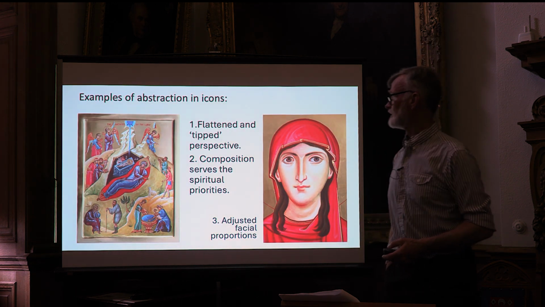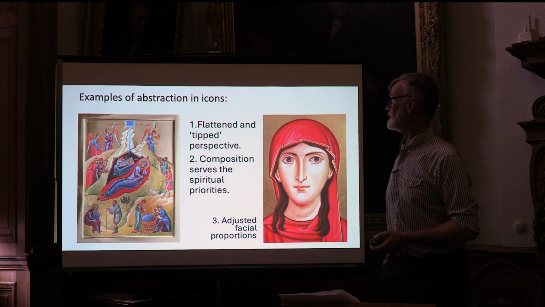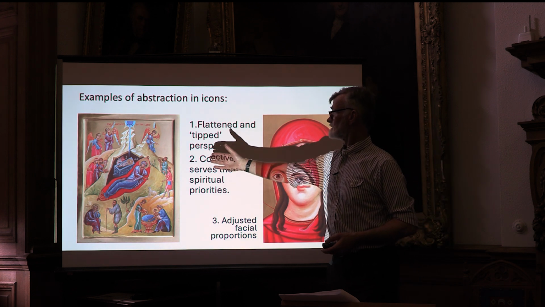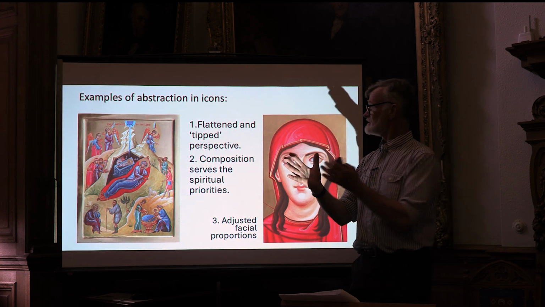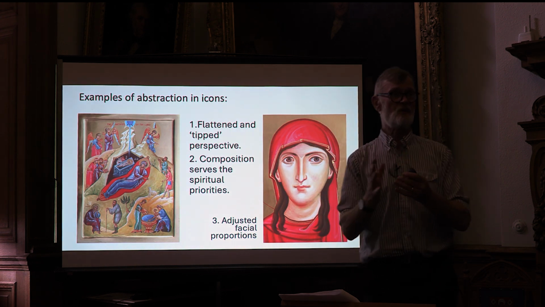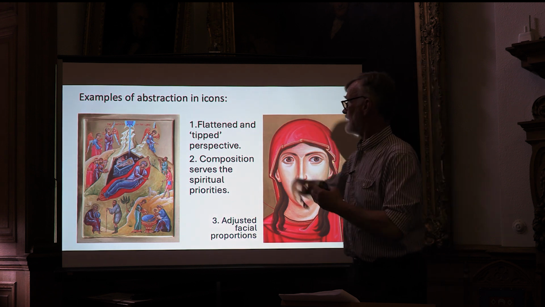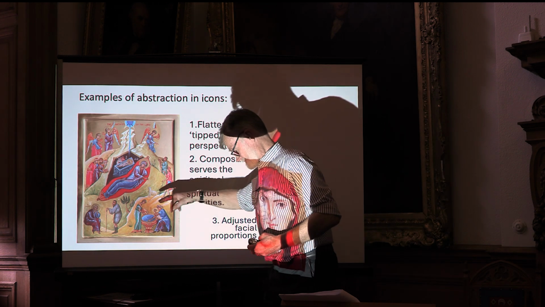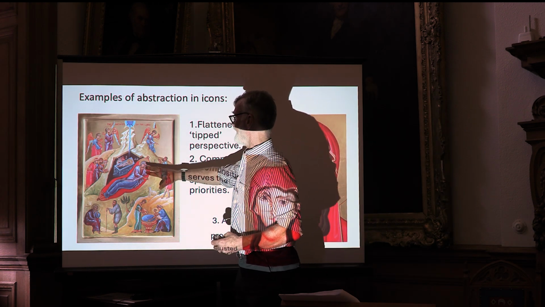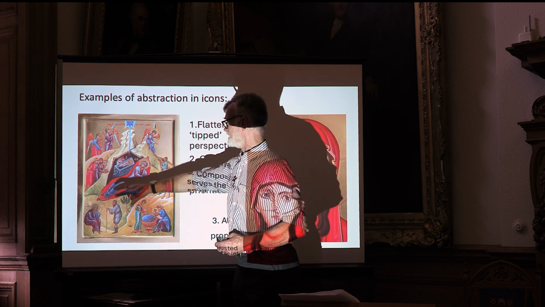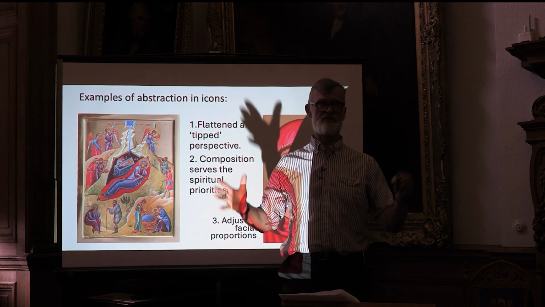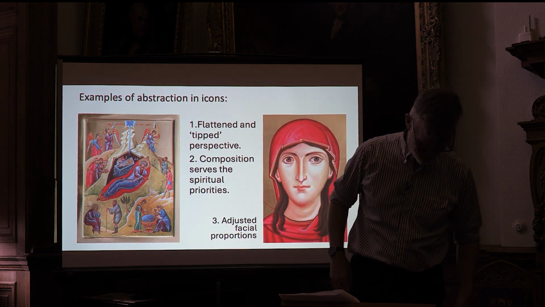So here's some examples of how other icons use abstraction. Icons are flattened. Why do you think they're flattened? Why don't we sort of have things like, if this is a photograph, the rock would be really big and Mary would be really small, but we flatten things. Why do we flatten things?